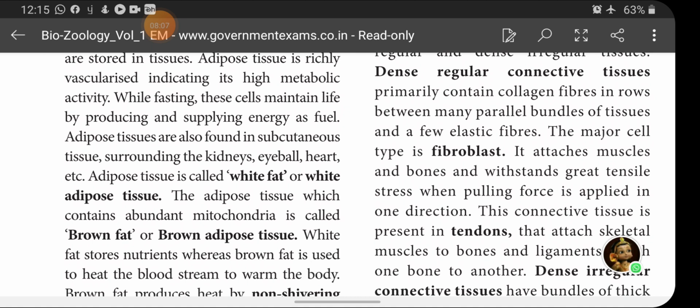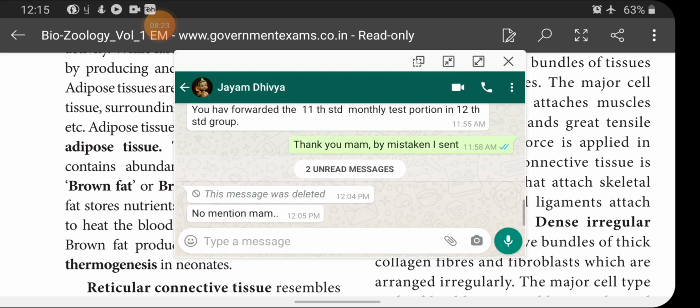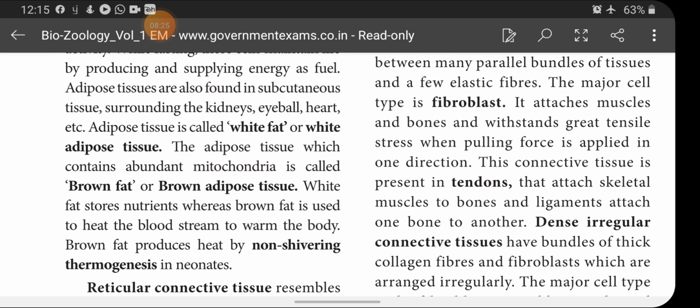Adipose tissue is called white fat or white adipose tissue. Adipose tissue which contains abundant mitochondria is called brown fat or brown adipose tissue. White fat stores nutrients, whereas brown fat is used to heat the bloodstream to warm the body. Brown fat produces heat by non-shivering thermogenesis in neonates.